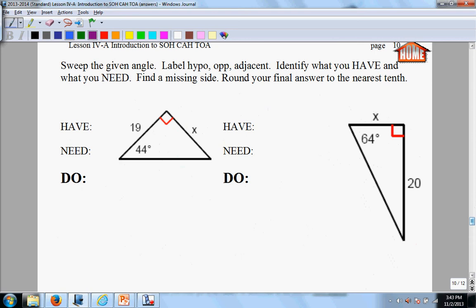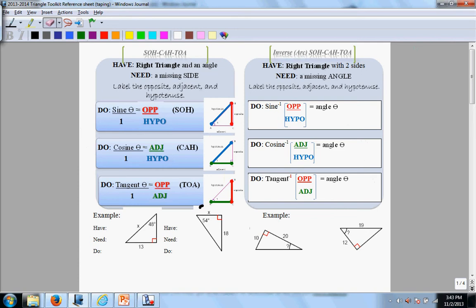Again, you're practicing here. You start by sweeping your angle. We take a look here. This is the opposite side. This is the adjacent side. And then here's our hypo. We have the adjacent side. There's A. We want the opposite side. That's O. We have an OA combination. You check it out, what goes with OA, and you see it's TOA.